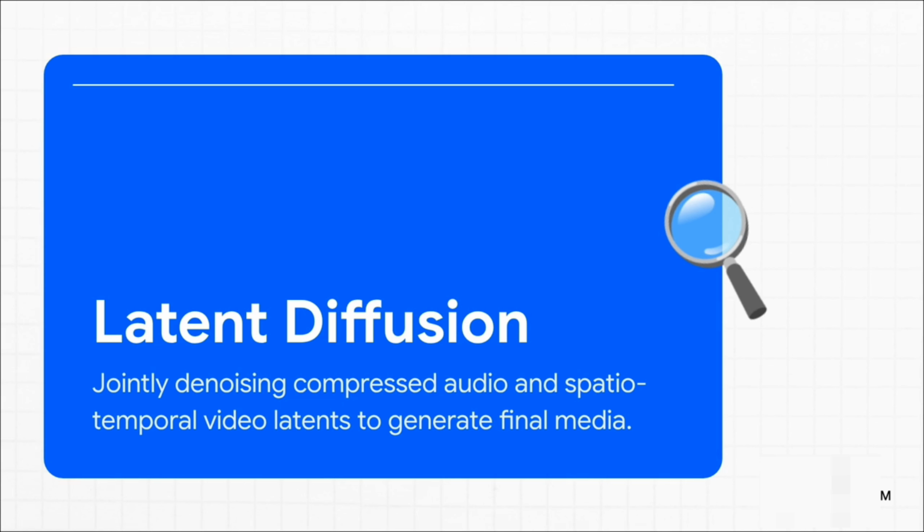The model then applies this denoising process jointly to both the audio latents and the spatiotemporal video latents. Basically, it just iteratively strips away Gaussian noise until it reveals the final, pristine video. This specific architecture is exactly why VEO 3 is so efficient and so perfectly synchronized.